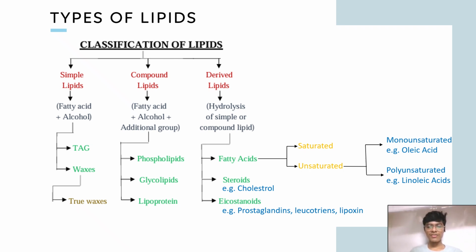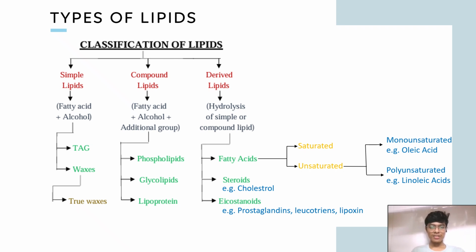The unsaturated fatty acids are classified into two different types: monounsaturated fatty acids and polyunsaturated fatty acids. Monounsaturated means there is only one double bond, for example, oleic acid. Polyunsaturated means there is more than one double bond present in the fatty acid structure, for example, linoleic acid.